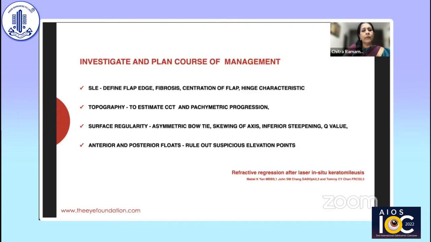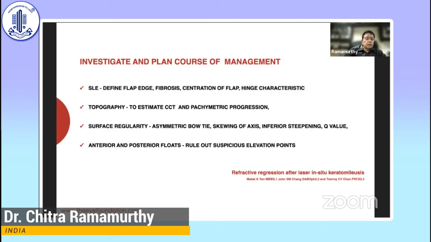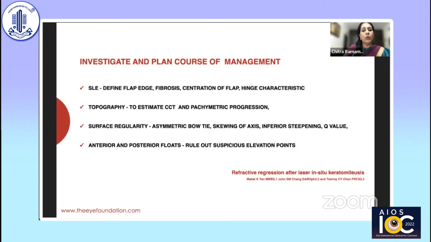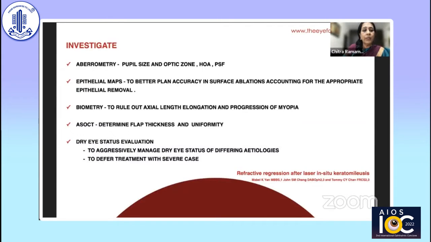You need to do a careful look at the topography, look at the corneal thickness, see whether there's a pachymetry progression which should warn you that things may not be as rosy. Look at the surface regularity, whether it's an asymmetric bow tie or skewing or inferior steepening. Look at the Q value. Is the cornea already very hyperprolate or oblate when you would reconsider doing an enhancement? Again, look very carefully at the anterior and the posterior float. We need to rule out any suspicious elevation points. It also makes sense to do an aberrometry.